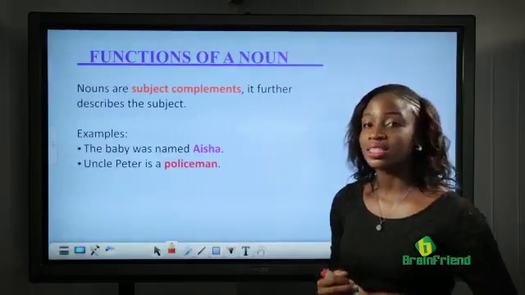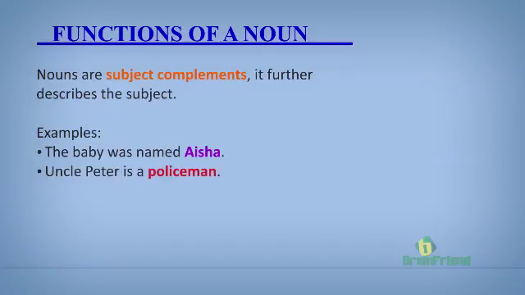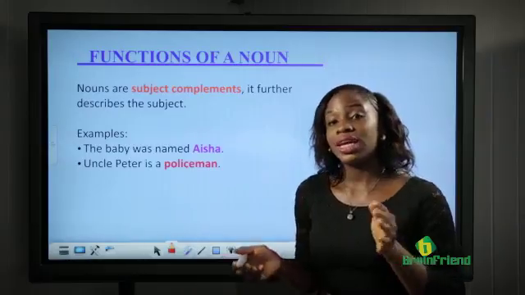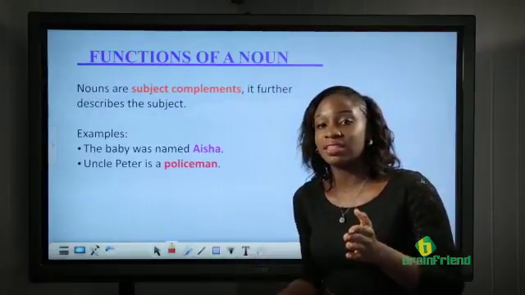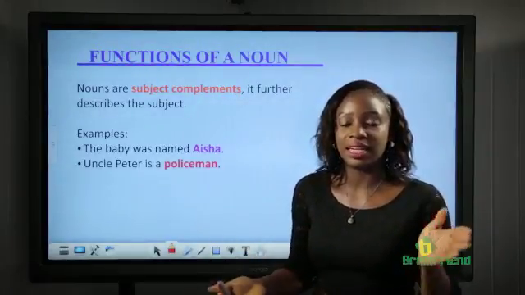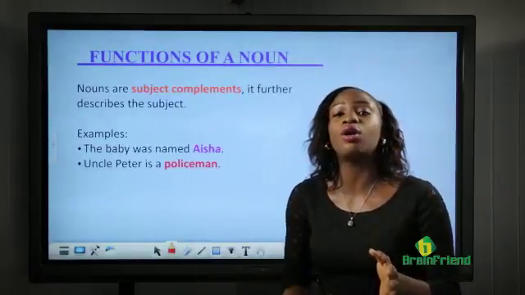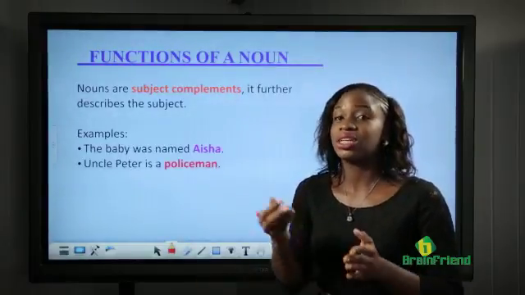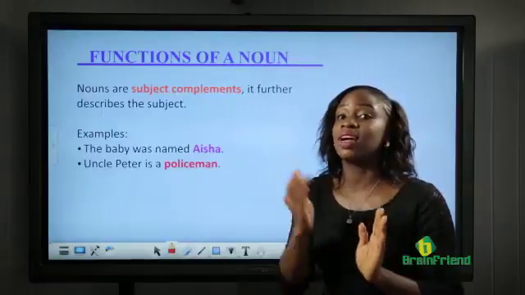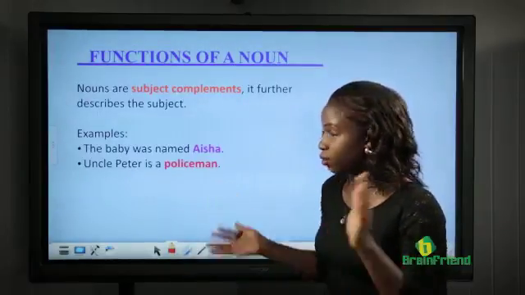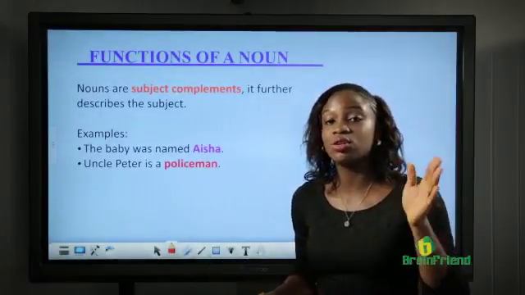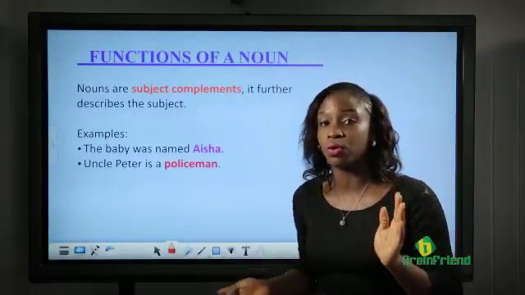Nouns also act as subject complements. What do I mean by subject complements? We have learned that the subject of a sentence is the one that performs the action. So a noun can complement the subject. What do I mean by a noun can complement the subject? It can tell you more about the subject. You use another noun. Even if a noun is the subject, you can still use another noun to tell more about the subject.